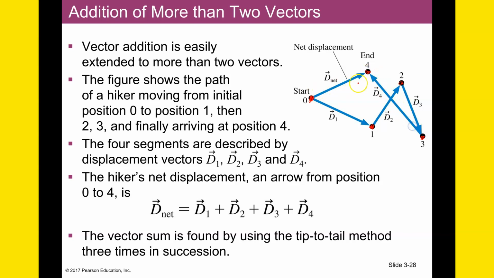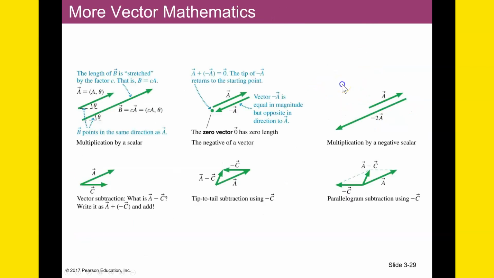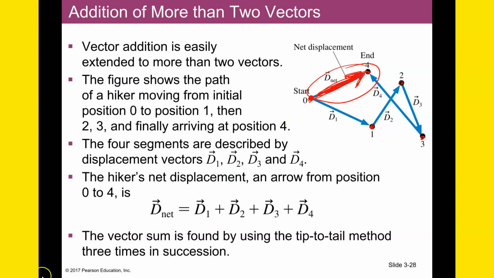And so the overall displacement, the net displacement vector, would start exactly at the first place he started from and end at exactly the last place he ended up at. And so this is the net displacement vector right here. All right, the four segments are described by those, and you can get that net displacement vector algebraically, not just graphically, but algebraically, by just adding every one of those displacements back to back to back to back.